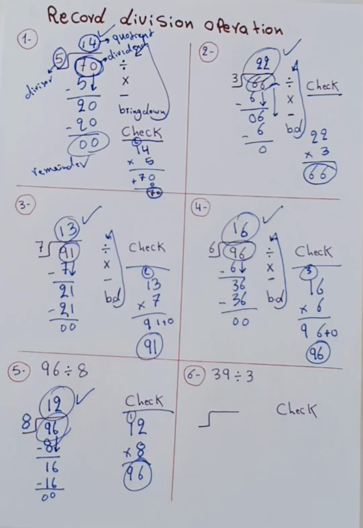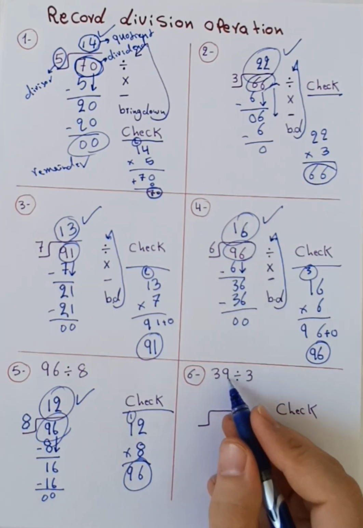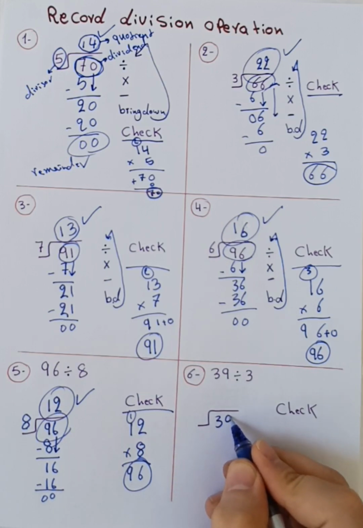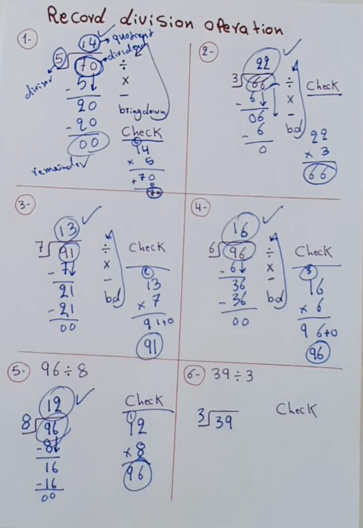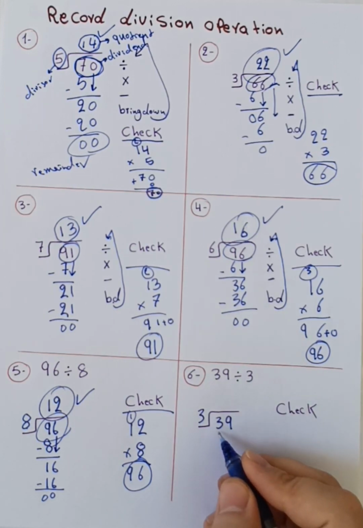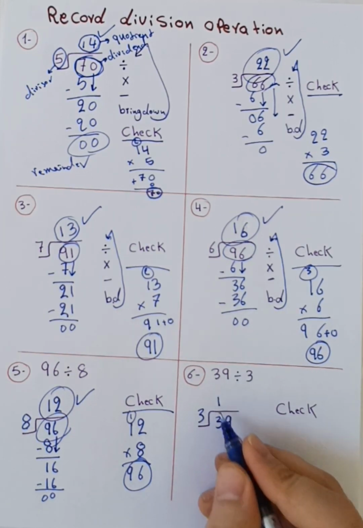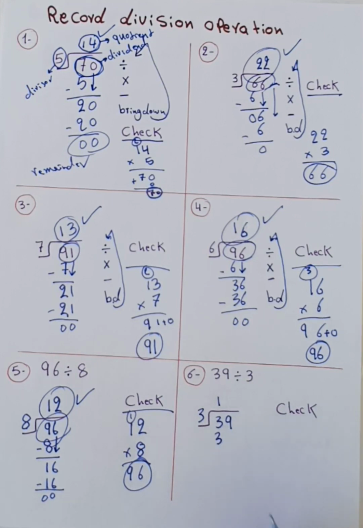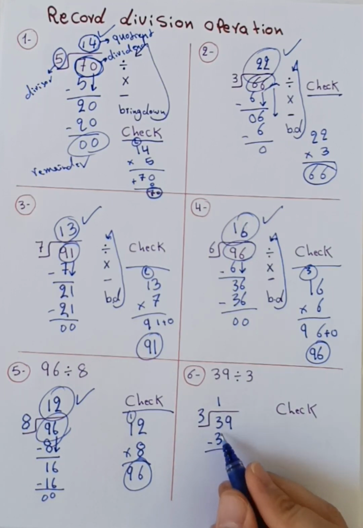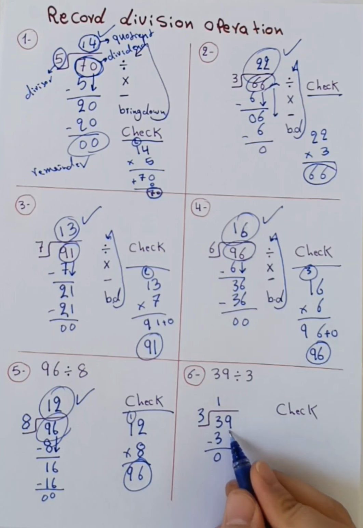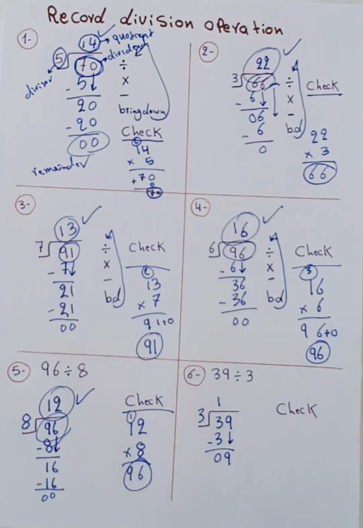Last example, example number 6. We have 39 divided by 3. We have to write 39 inside the long division and 3 outside. And then the first step is divide. 3 divided by 3 is 1. 1 times 3 is 3. After multiply, we have subtract. 3 minus 3 is 0. And then after subtract, we have bring down. We have to bring down 9.